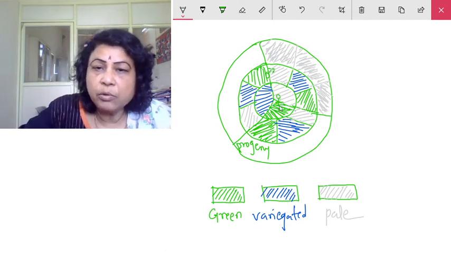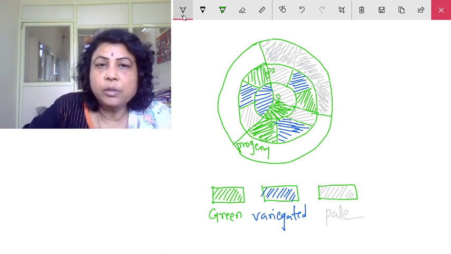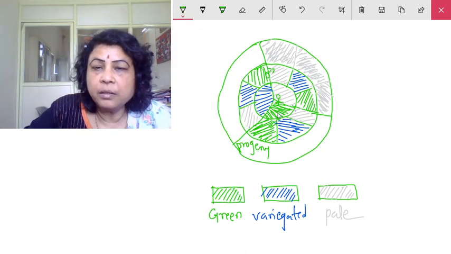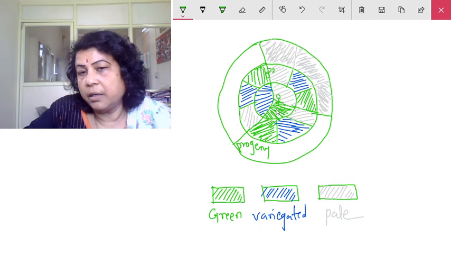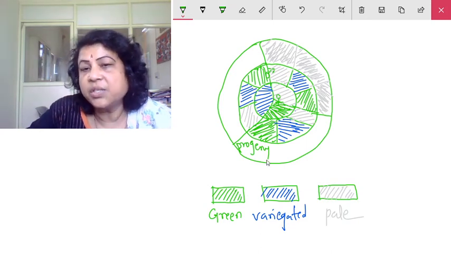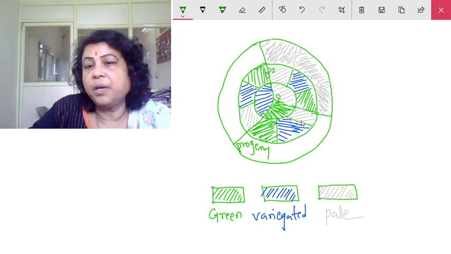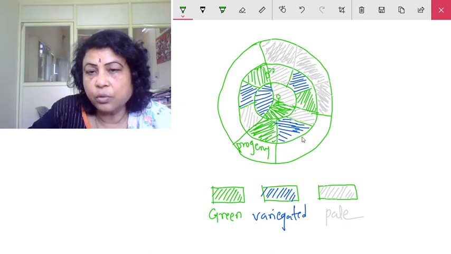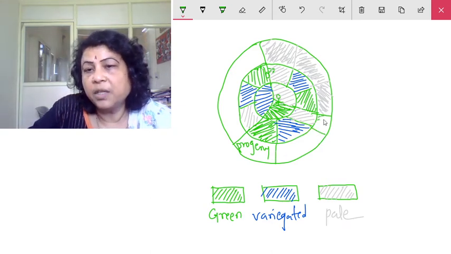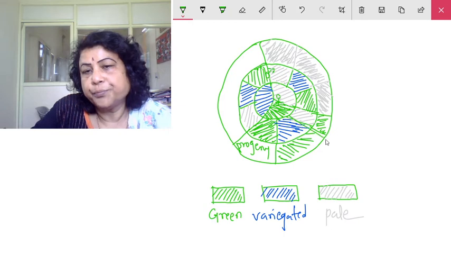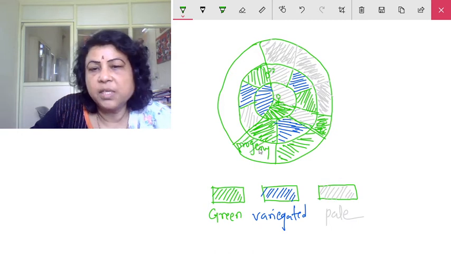Now the second case, green. When the ovule is from the green branch, then the pollen may be from the green branch or variegated branch or pale branch, and still all the progenies are green.